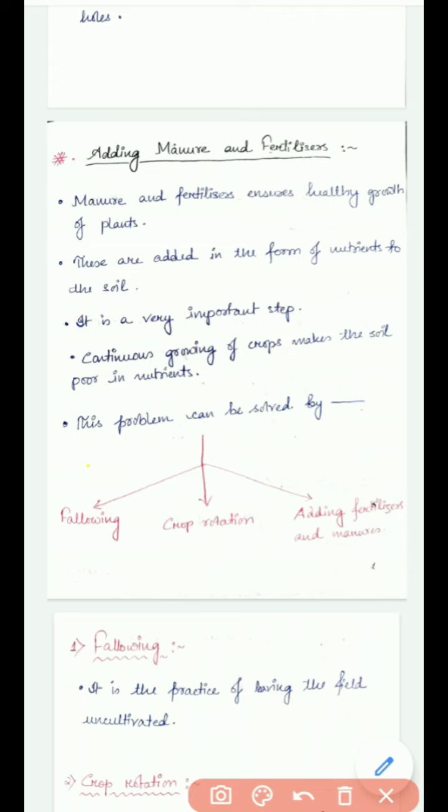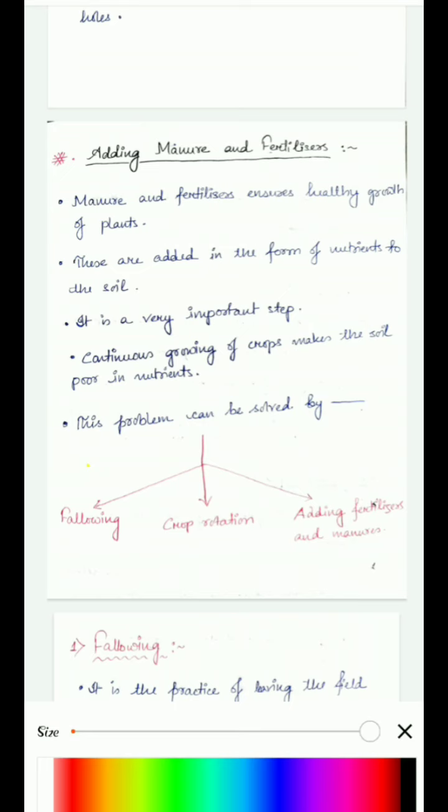So to solve this problem, what the farmers do is they include this step, and in this step we add manure and fertilizers. Okay, so the first point says that manure and fertilizer ensure healthy growth of plants. The second point is these are added in the form of nutrients to the soil. The third point is a very important step. The fourth is continuous growing of crops makes the soil poor in nutrients. Okay, so this problem can be solved by following crop rotation, adding fertilizers and manures.